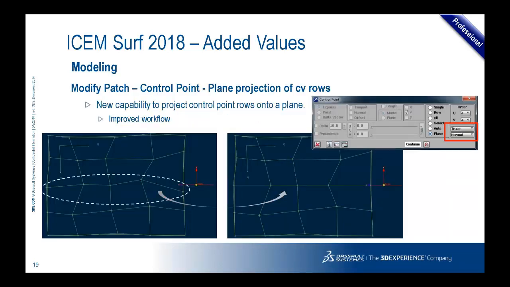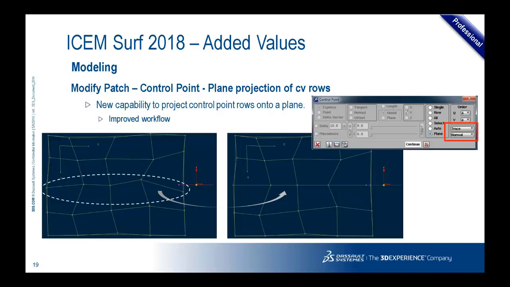This is one of my favorite ones. Very useful. I'm sure we've all spent a long time tidying up the control point mesh just to make it look nice from certain points of view, just to line them up. It's a very normal workflow. So what we've done is we've added this option under control points called plane. And these two drop downs are available where we've got some choices. We've got trace and we've got normal.